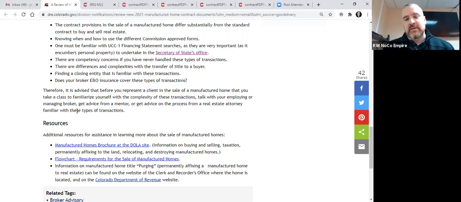I am not the authority, but certainly this is a piece of the competency: becoming familiar with which forms you're supposed to use in which transactions, which types of transactions are covered by real estate license law, which ones are not. So I don't pretend to know all of the nuances and complexities. Certainly I know enough to be dangerous, and I can point you in the right direction. But that being said, if you've never had any class, if you don't even know what contract to use, I'm not going to be your go-to and just mentor you on a manufactured home transaction.